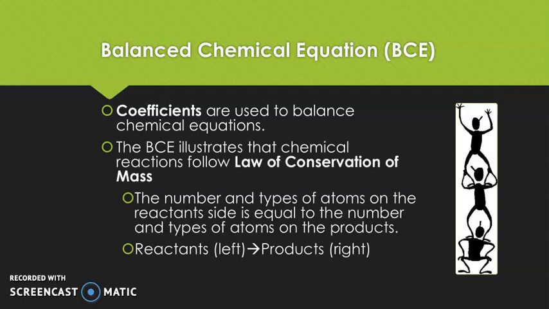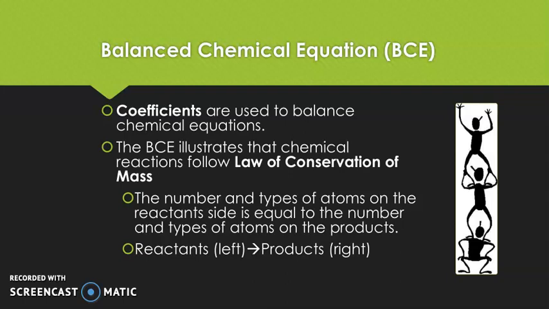Coefficients, a couple terms you need to know. Coefficients are used to balance the chemical equations. If you look at a chemical equation, the coefficients are the big numbers in front of the compound. We know that the subscripts are the little numbers following the element symbol. And the coefficient is telling you how many of each one you have.